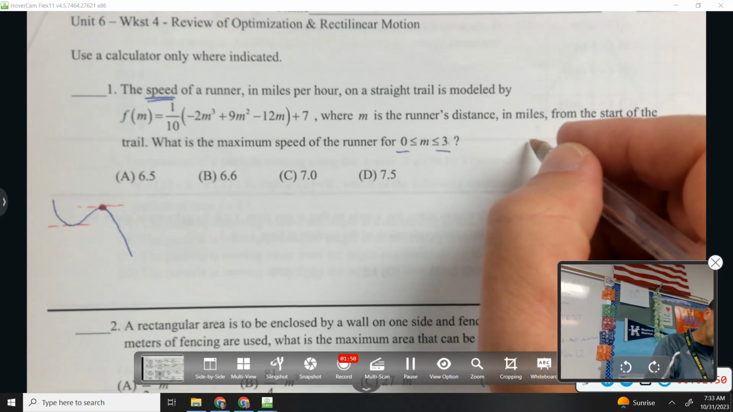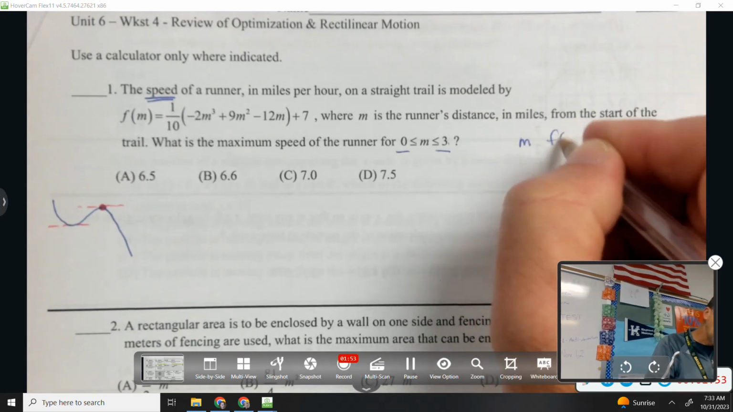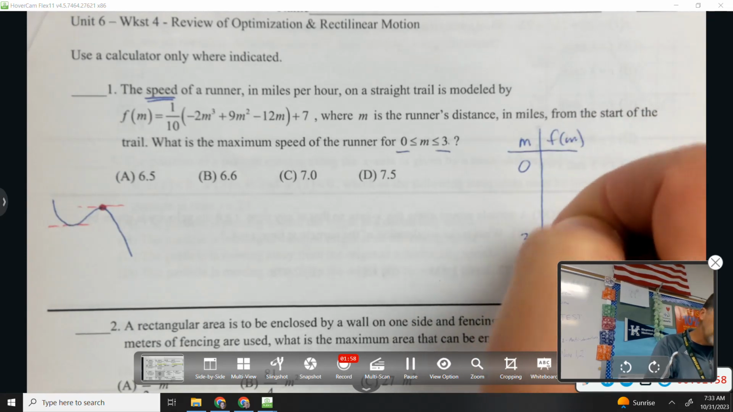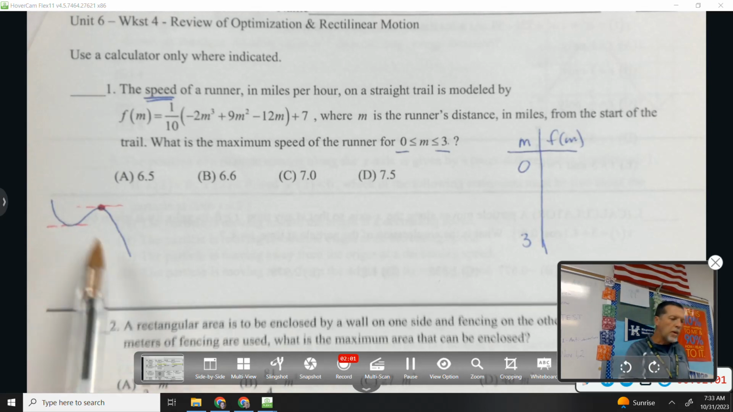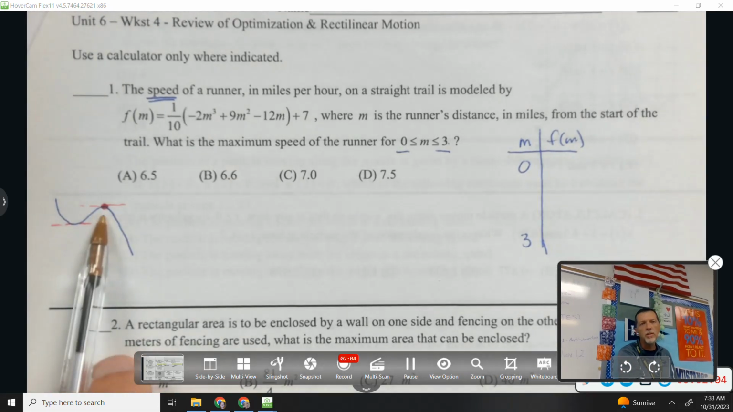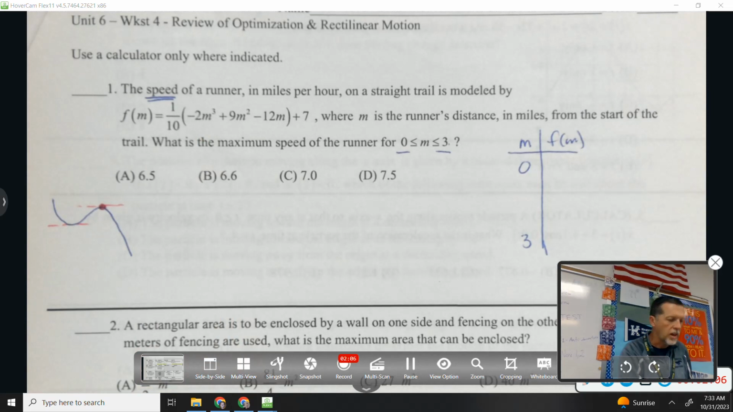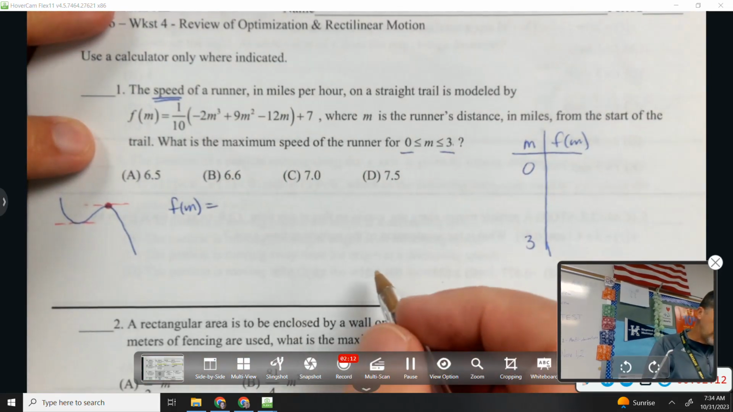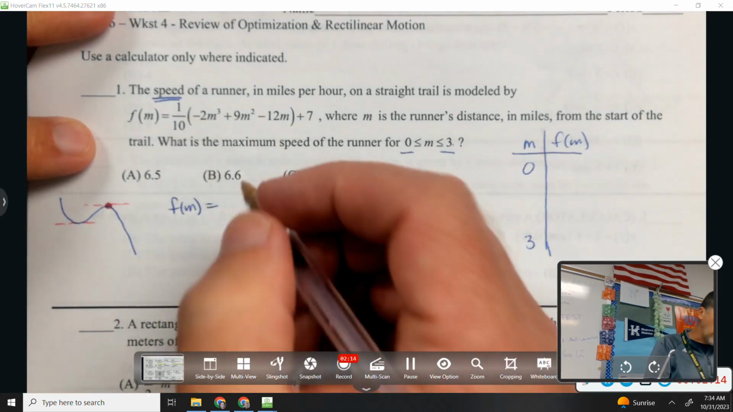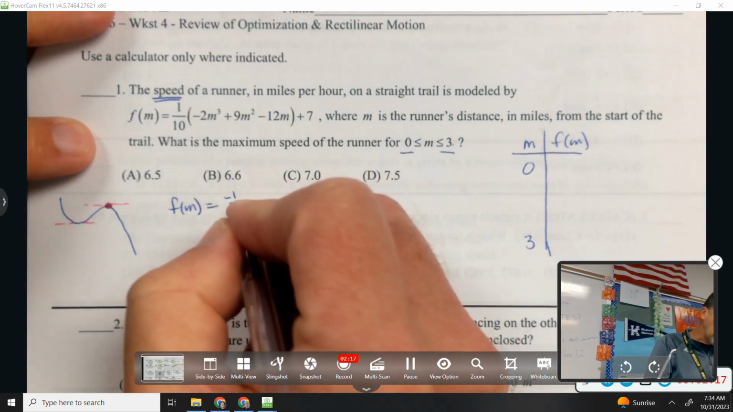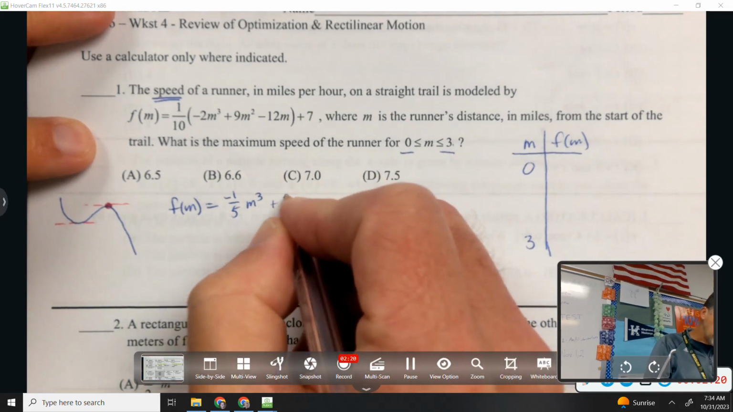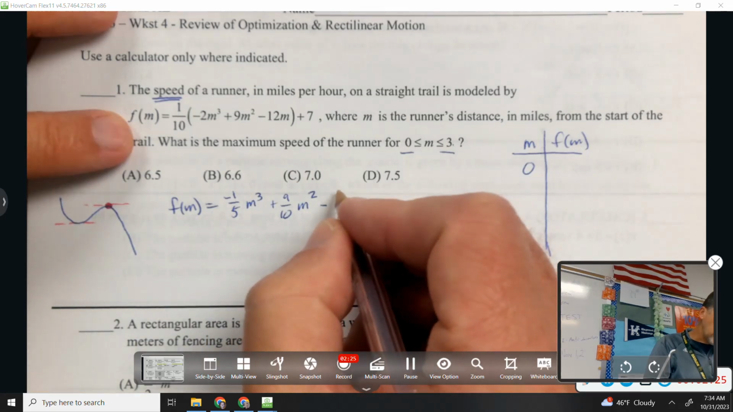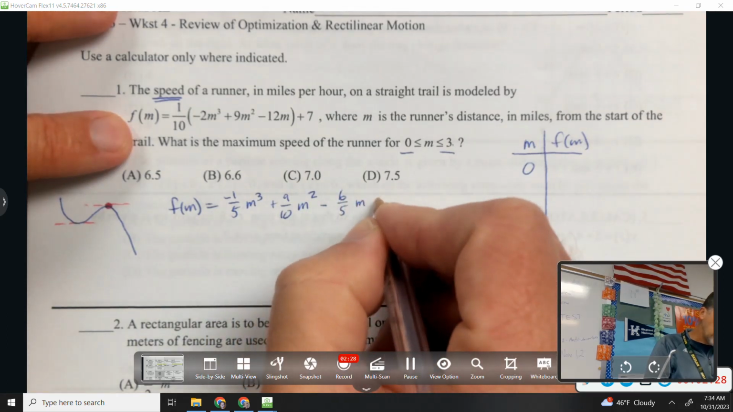Okay, so in fact, I think I'm going to set up my table, m and f of m. So I know 0 and 3 will be on the table. Those are my endpoints. Possibly 2 other points, but no more than 2 other points, because this is a cubic, and I know what a cubic looks like. So f of m, I think I'm going to distribute the 1/10 before I take the derivative. So negative 1/5 m cubed plus 9/10 m squared minus 6/5 m plus 7.